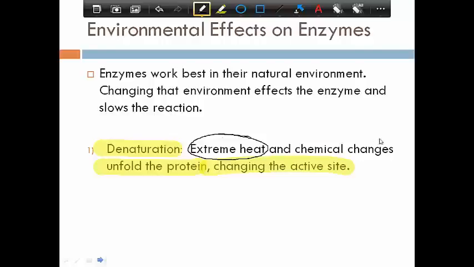And then there are other chemical changes that can make enzymes start to denature or fall apart. Changes in pH, for example, making things more acidic or more basic, are chemical changes for the enzyme that can make it fall apart.